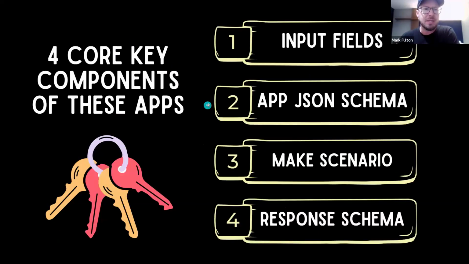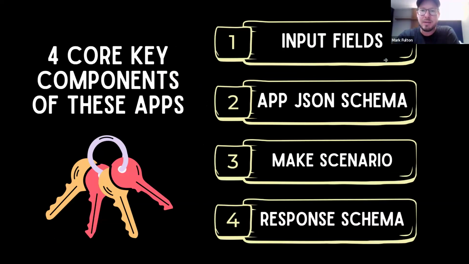So there are 4 key components that make this Bolt plus Make workflow work. First, the input fields, as I've discussed a little bit: whatever you want the user to input to start off your app. Whether it's a URL to scrape, their name and company information, or a file upload, that's one of the first key components.